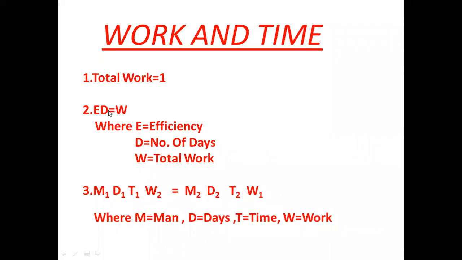This is the most important formula, and 95% of the questions we are going to solve by using only this formula. Okay, E here stands for efficiency, D for number of days, and W is the total work. ED equal to W. Just remember this. From this, if we know efficiency and days, we can find work. Or if we know number of days and work, we can find efficiency. Or if we know efficiency and work, we can also find number of days. So there are in fact 3 variables in it, and different kinds of questions depending on whatever is given. Using this formula, we can find that.